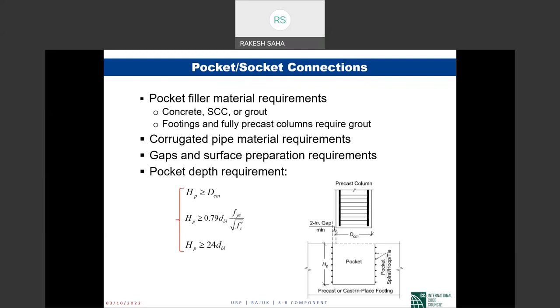We also identify the gap that you have between the precast column and the pocket itself. So you notice that in the picture at the bottom, also how much embedment length do we need? How much embedment length of the column inside the opening do we need? So there are specific equations that we have developed. So the engineer has to satisfy all three of these to make sure that there is enough connectivity between the column and the footing.